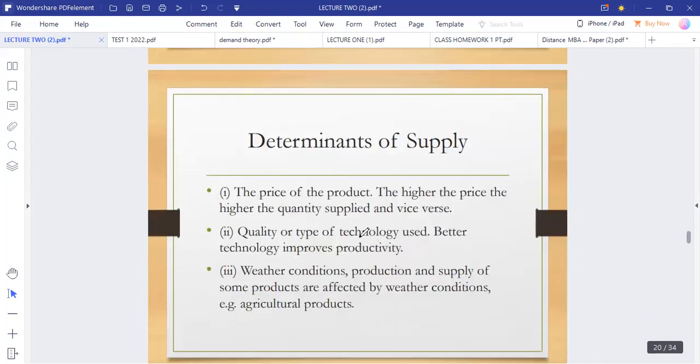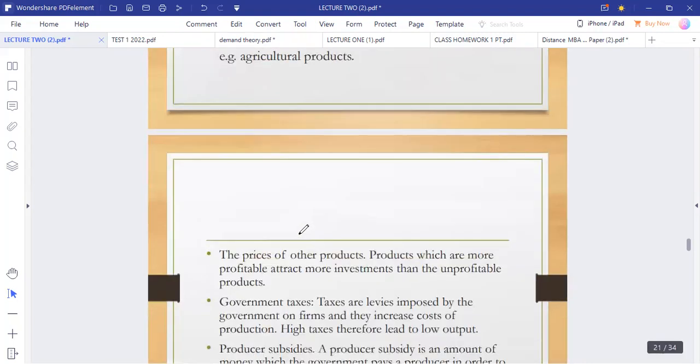And the determinants of supply, what affects supply? Number one, the price of the particular commodity. If it's high, quantity supplied will be high. Number two, the quality or the type of technology being used. Better technology will increase productivity. Number three, the weather conditions. We know that productivity is high in certain seasons, like the rainy season for agricultural products.